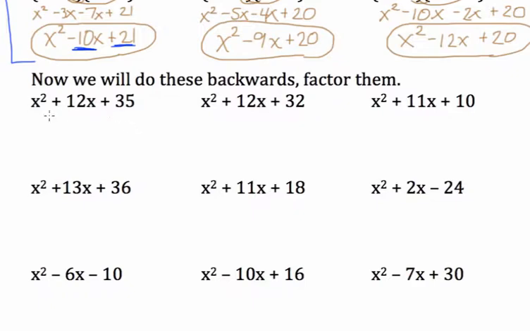So if you can't see this, for example, I look at this and say, okay, what two numbers added together make 12 and multiplied together make 35? Well, 7 and 5. So this is x plus 7 times x plus 5.